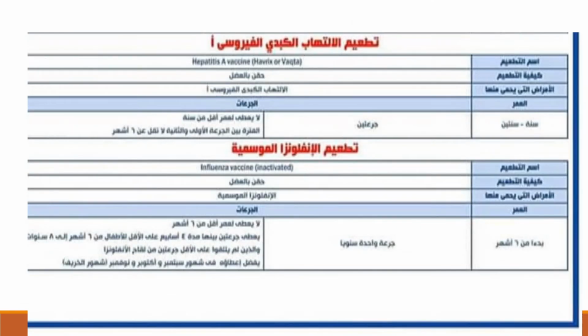Other additional vaccines are hepatitis A and seasonal influenza. All these are present in Egypt. Please write or print it and put it in your file.